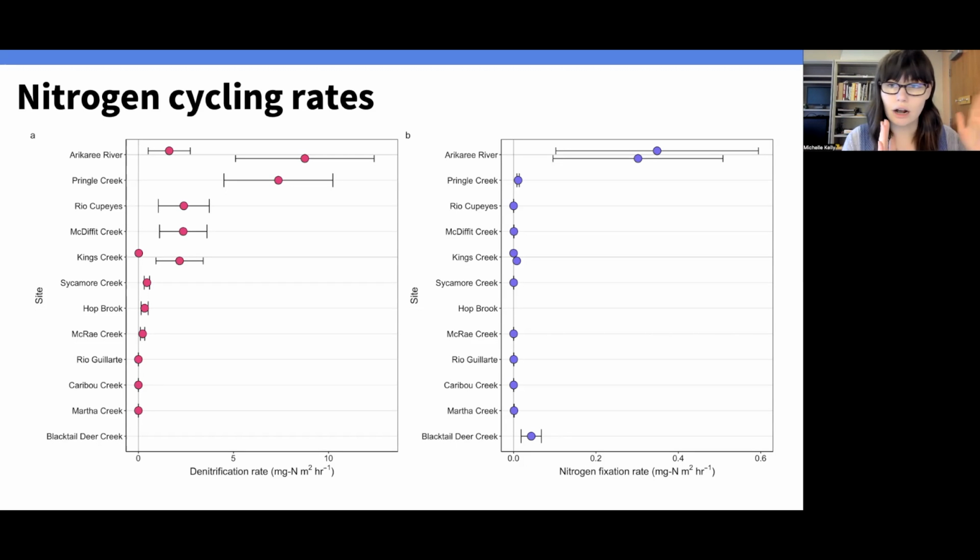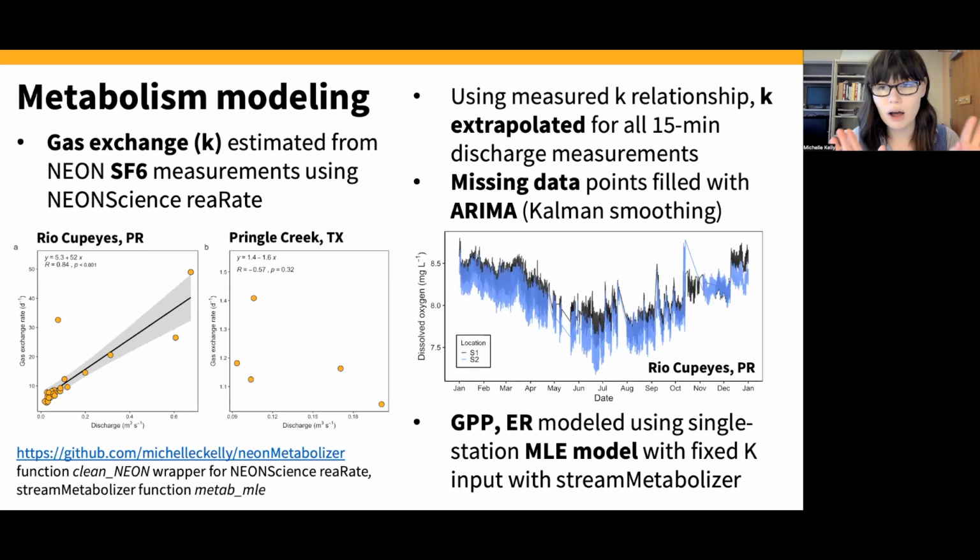So denitrification rate on the left-hand plot, and then nitrogen fixation rate on the right-hand plot, and then on the y-axis we have each stream in this study. So the denitrification rates range from 0 to around 10 milligrams of N per meter squared per hour, and the nitrogen fixation rates were about an order of magnitude lower than them. Interestingly, the site that had the highest denitrification rates was the Rickery River, which also had the highest nitrogen fixation rates.